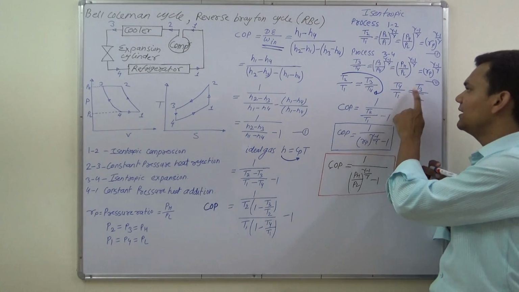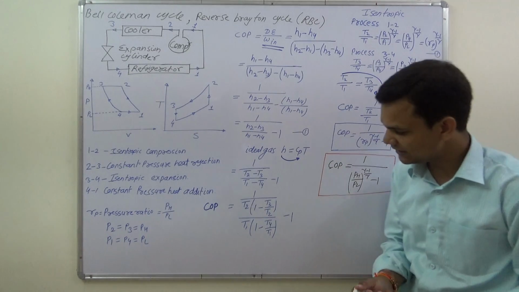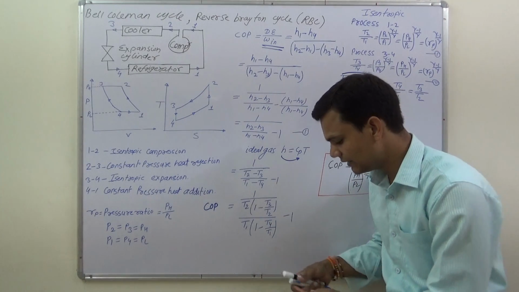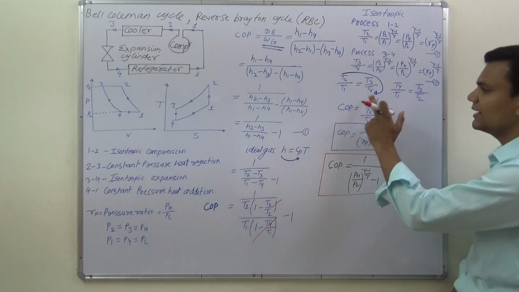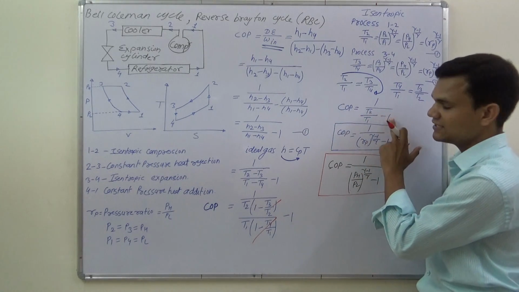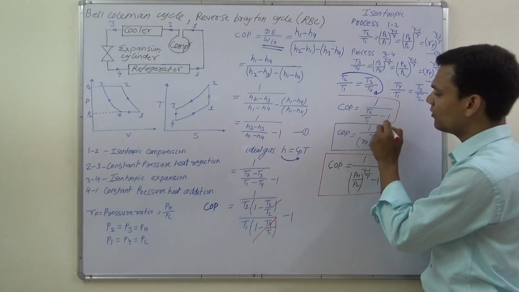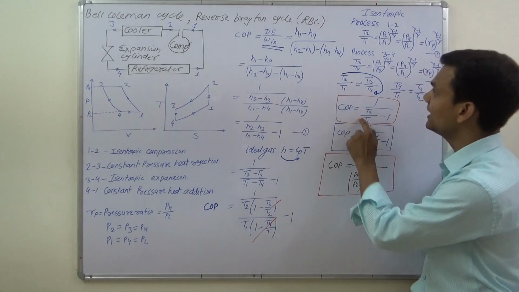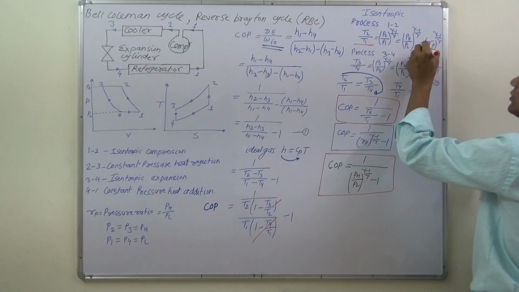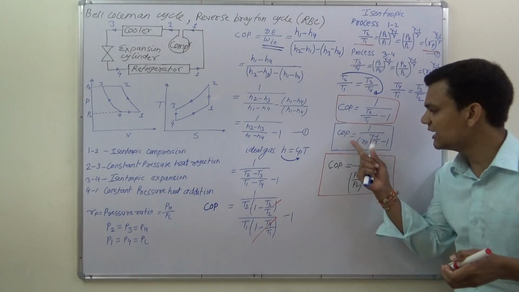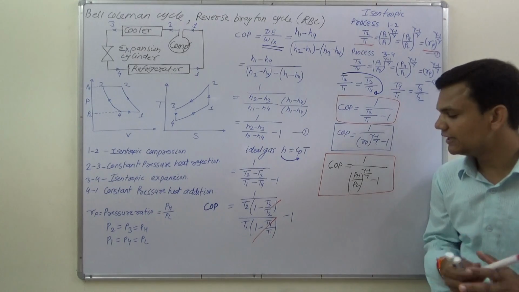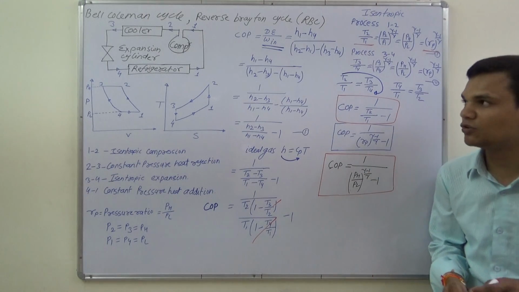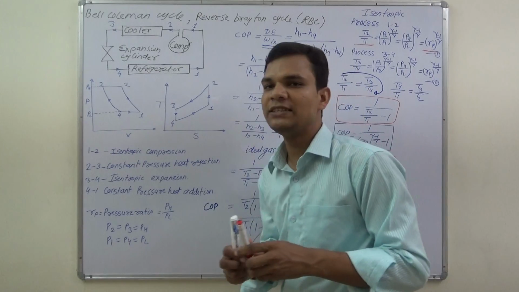This T4 by T1 and T3 by T2 are equal, that is what we required. This term will get cancelled, and the remaining term will be 1 upon T2 by T1 minus 1. So this is our COP in terms of temperature ratio. If we want to write in terms of pressure ratio, we can also write, because T2 by T1 is equal to pressure ratio to the power gamma minus 1 upon gamma. So we can also write it in terms of pressure ratio, P higher by P lower to the power gamma minus 1 upon gamma.